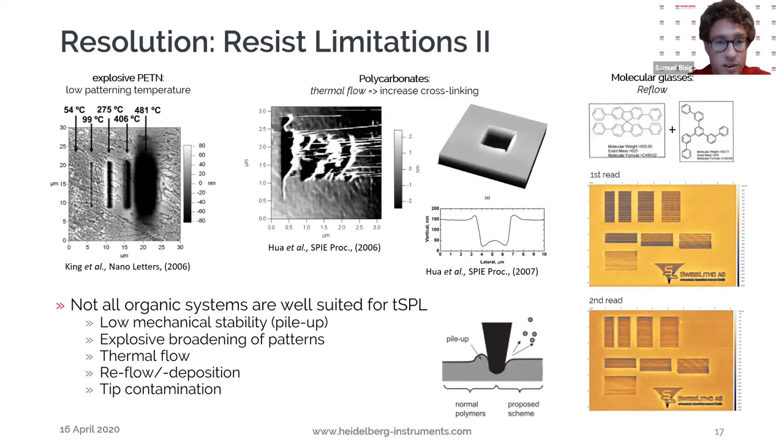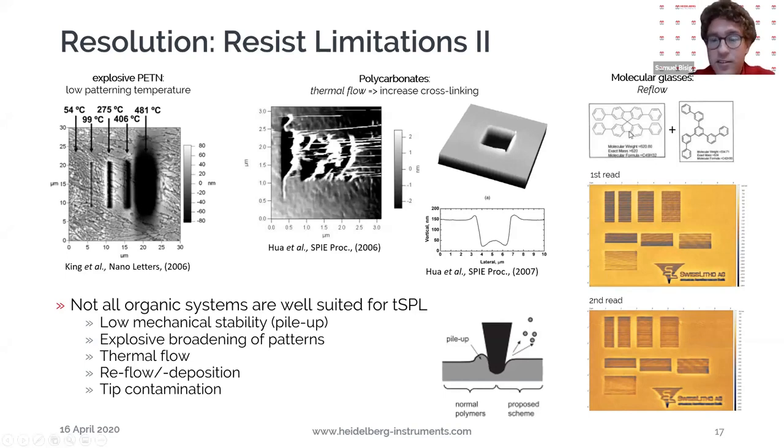You can use polymer systems, or you could also use these molecular glasses, but there are always some issues to be considered. Either it is a low mechanical stability, so you have what we call pile-up present, where you plastically deform the material and then see this pile-up happening, or you have very sensitive materials, so it's difficult to operate at the correct temperature because the line width is very dependent on the temperature. Or you have thermal flow, and you can see how the material squeezes around. So there are several issues with different polymer systems.